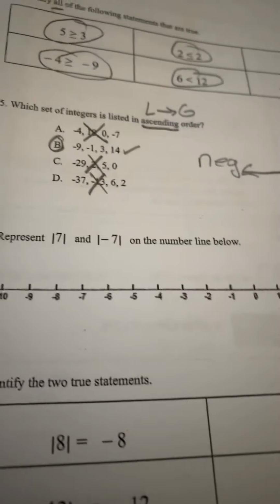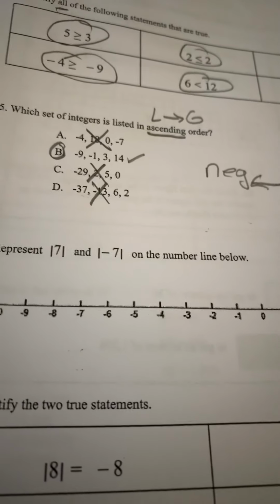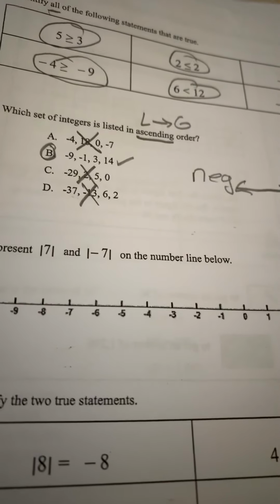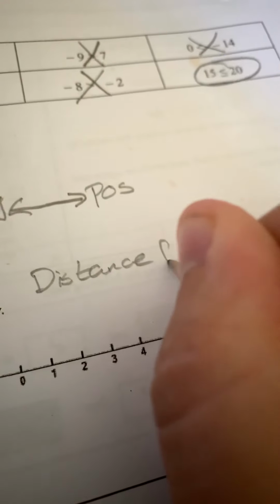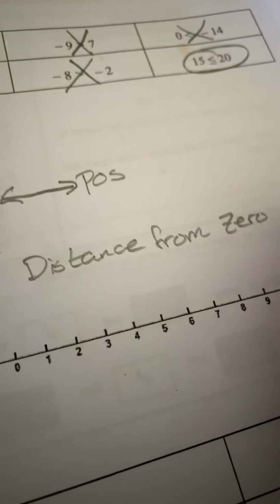All right, number 6. Represent the absolute value of positive 7 and the absolute value of negative 7 on the number line. Again, those signs mean absolute value. Absolute value just means the distance from 0.